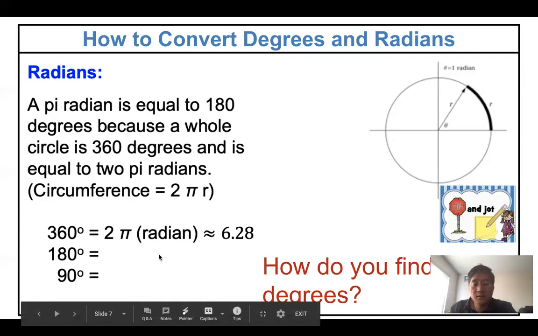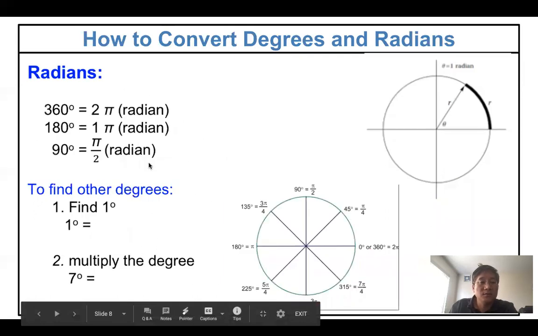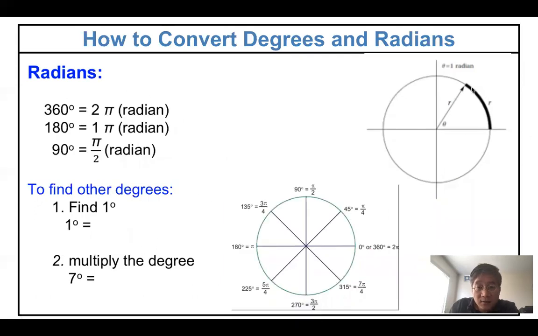Then 90 degrees, another half, right? So pi divided by 2. Do you get it? So 90 degrees, from here to here, you will know this is pi over 2 radians, which is about 1.5 something, right? 3.14 divided by 2. So that is equivalent to 90 degrees.